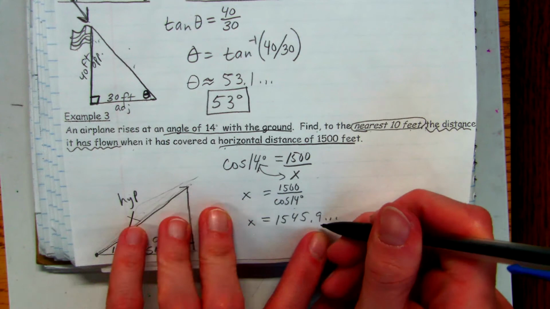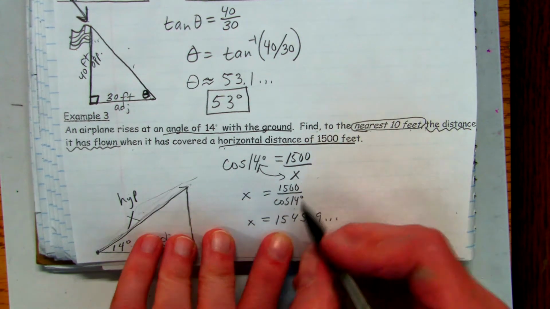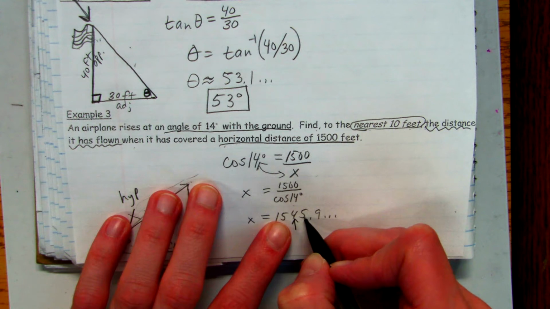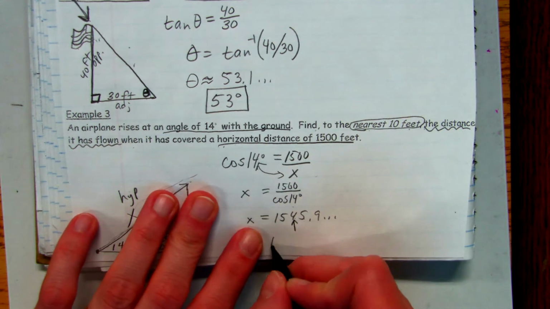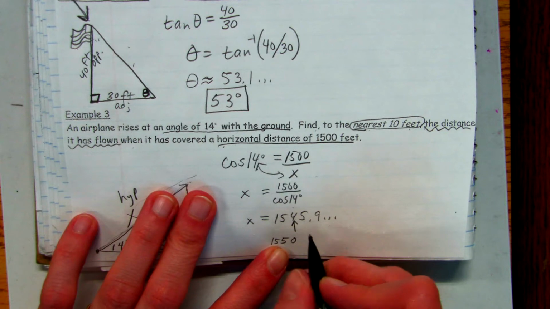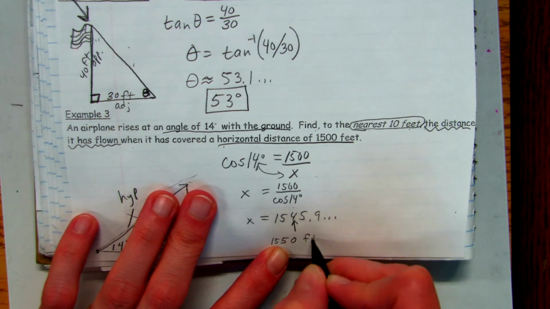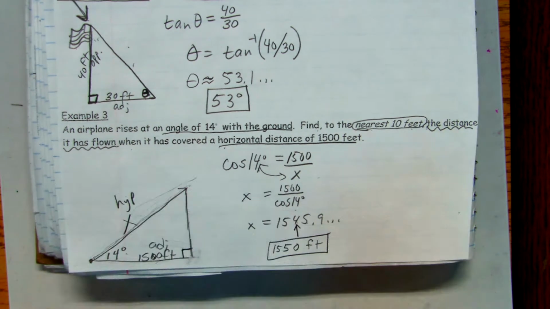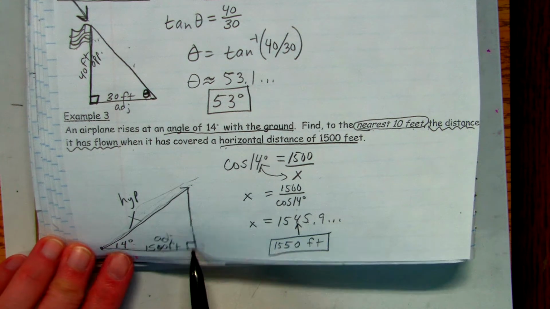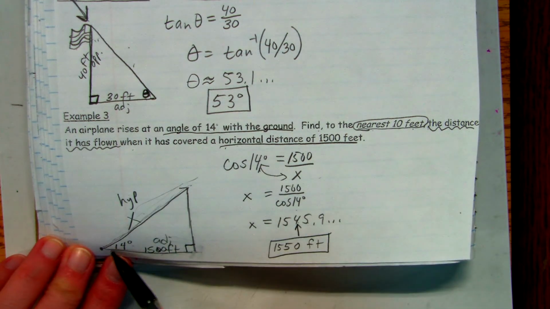So instead of tenths, which is where we round a lot, we're going to go to the tens place. So if I have a 4 here and I have a 5 next door, what's going to happen to the 4? It's going to turn into a 5. So I'm going to have 1550, and then we're going to call that feet. Okay. So it's covered 1,500 feet horizontally. It's actually flown 1,550 feet.